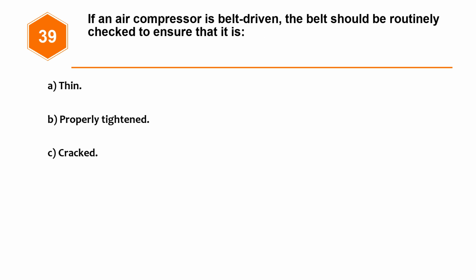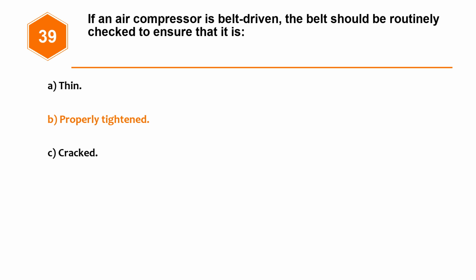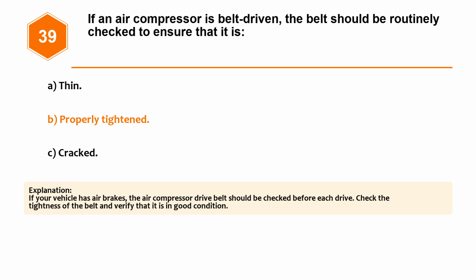Question 39. If an air compressor is belt-driven, the belt should be routinely checked to ensure that it is Option A, thin. Option B, properly tightened. Option C, cracked. The correct answer is option B, properly tightened. Explanation. If your vehicle has air brakes, the air compressor drive belt should be checked before each drive. Check the tightness of the belt and verify that it is in good condition.